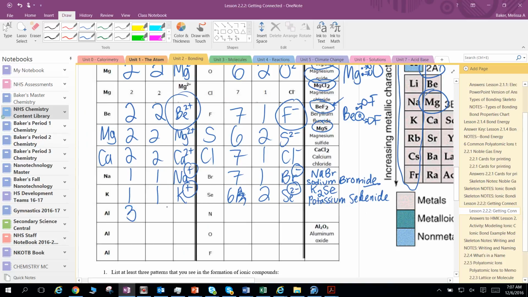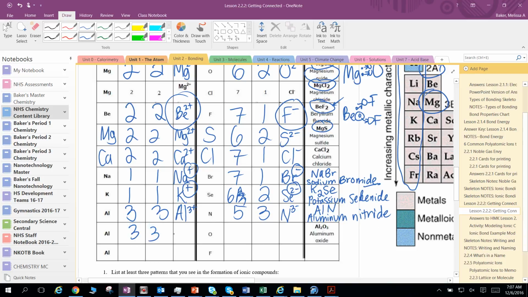Aluminum's got 3 valence electrons that it would like to lose. Nitrogen has 5, so it would like to gain 3. And notice this is a perfect match. AlN. Aluminum wants to lose 3. Nitrogen wants to gain 3. So this makes aluminum nitride.